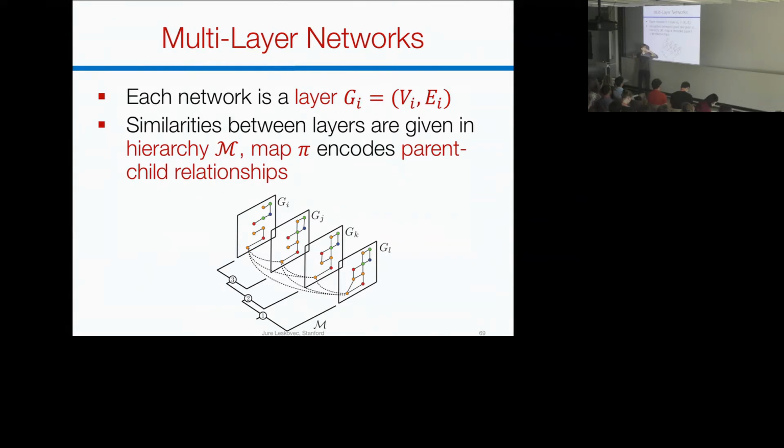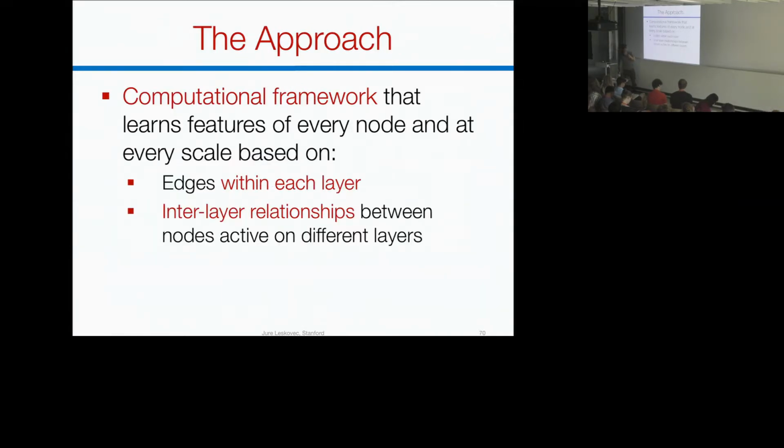Or you can think about the tree of life. You can have a network associated with every organism in the tree of life, and here's the tree of life that tells you how these organisms are related to each other. That's the reason for this type of representation. So what I want to do is talk to you about how you would do feature learning in this type of multi-layer network where you have multiple networks connected with a hierarchy.